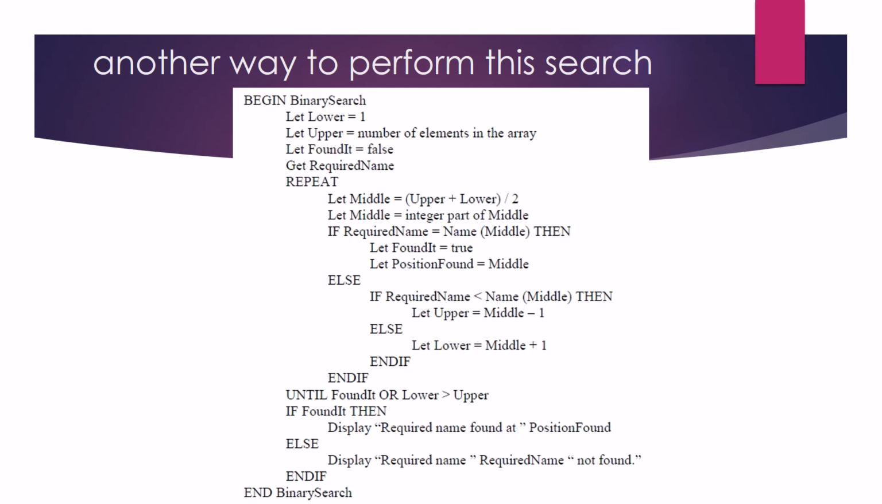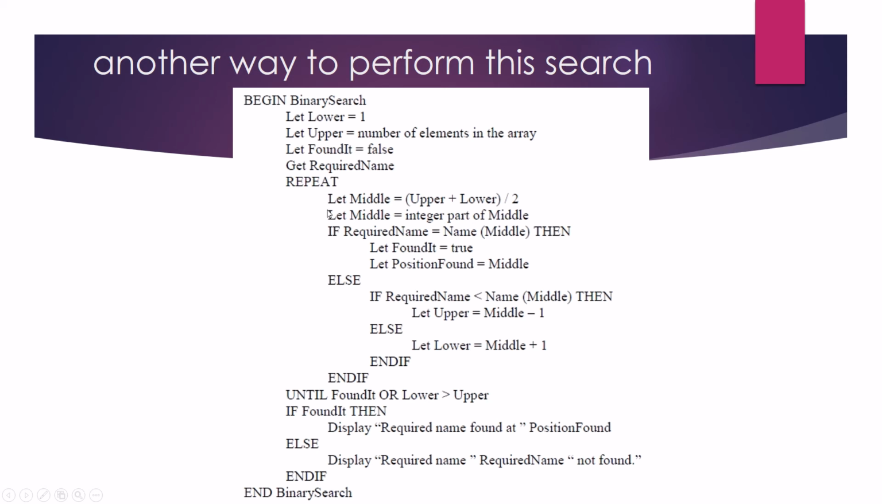Now let's look at a different way of running this search. This is now without using the subroutine, and this is the algorithm that comes up in the syllabus and also in your textbook. Let middle equal upper plus lower divided by 2, again the integer part of middle, so that will always do that as part of the repeat: work out the upper value, lower value, and get the middle point of it. It still works the same way.